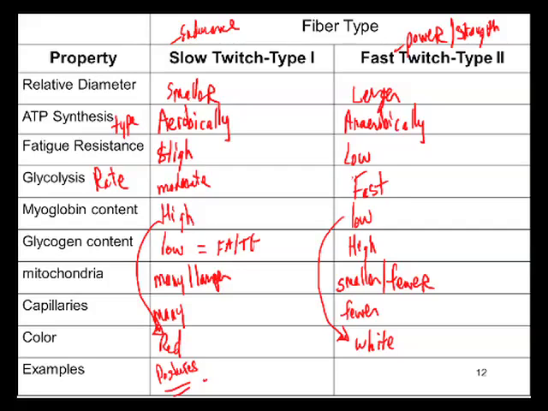Your erector spinae. Those help keep your back upright. If those fatigue, you just kind of slump over. Fast twitch fibers, again, power and strength. Gastrocnemius. Biceps and triceps brachii.